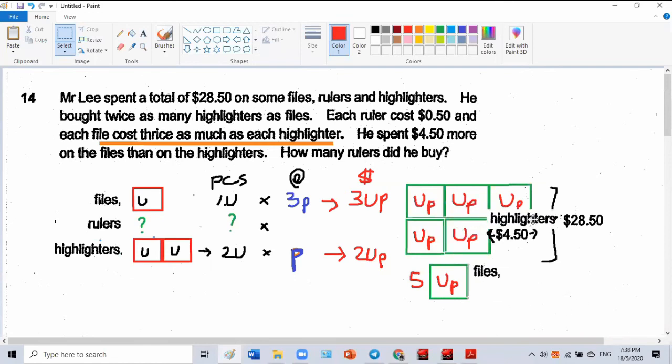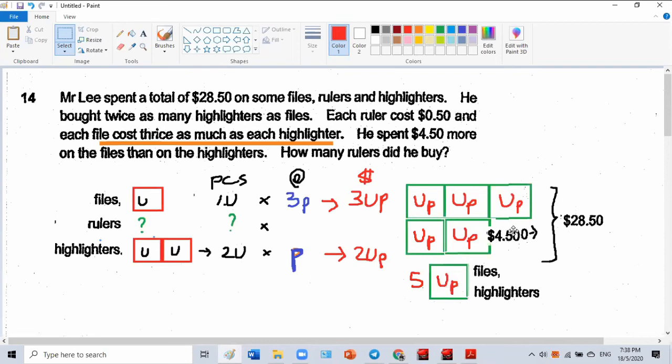But with the files, he spent 3 UP, and the highlighter 2 UP, and 1 UP is 450. Do you understand what I'm saying? So times 450 here, because 1 UP is 450. See? Very bad question. Never tell us the unit, never tell us the price. But tell us like that.